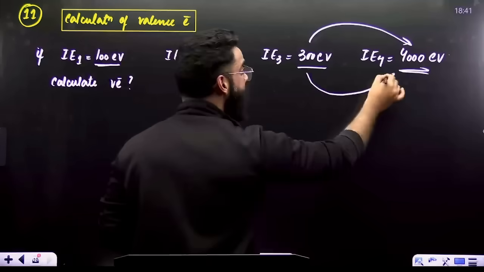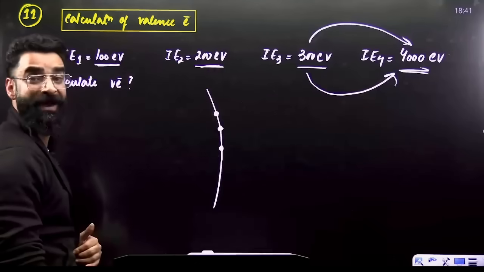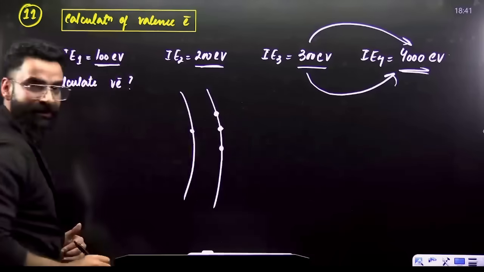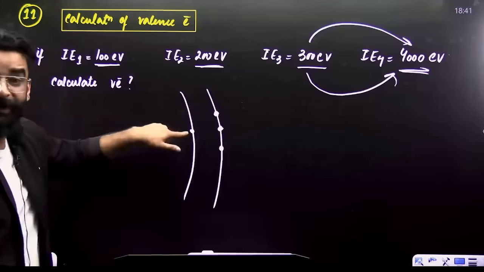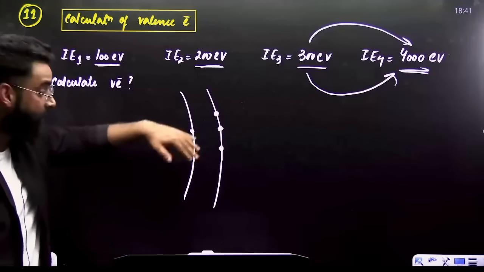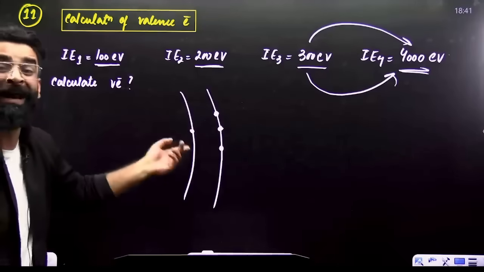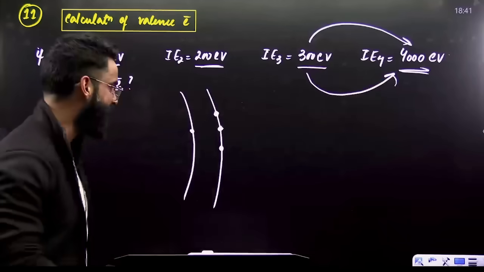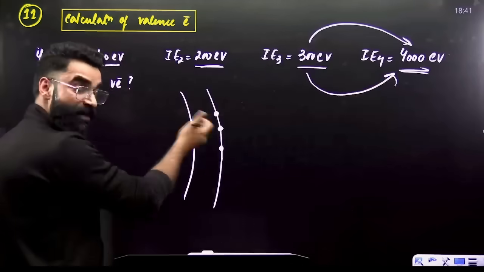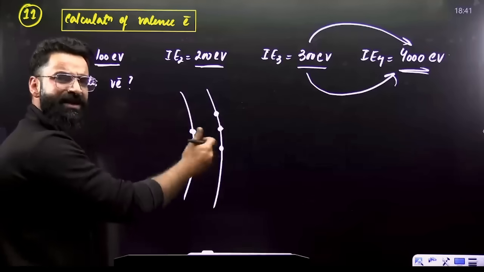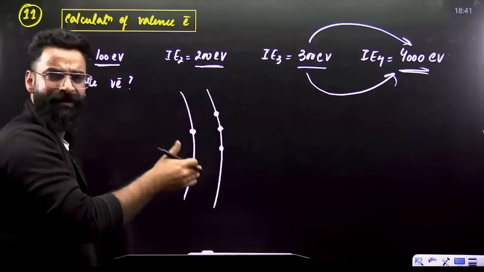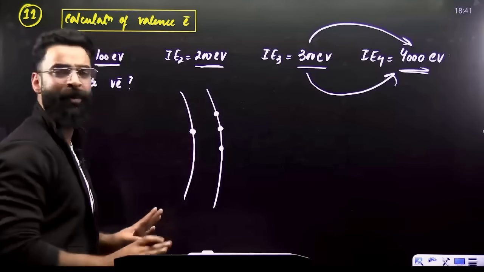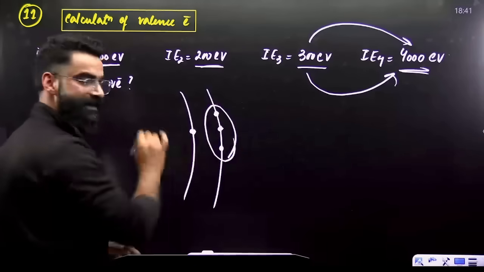Do you see the huge jump here? That means the fourth electron is present in the penultimate shell. The closer the electron is to the nucleus, the more energy is required to remove it. That's why the jump here is huge. So technically, the fourth electron has to be taken not from the valence shell, but from one shell before the valence shell, called the penultimate shell. So if they ask how many valence electrons there are, as you can see, there are 3 valence electrons.